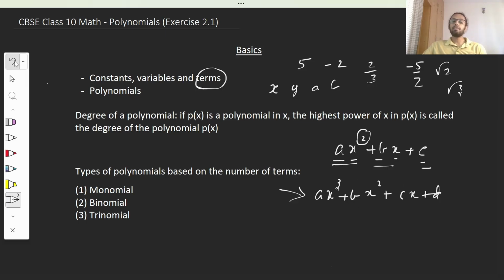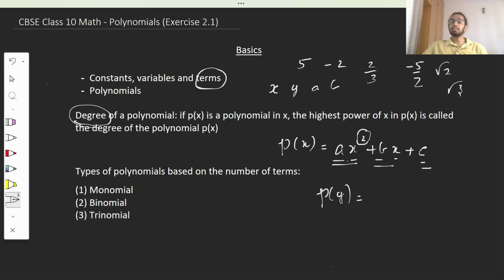So now, having understood all these basics, a polynomial is basically a combination of constants, variables, and terms, and they can have any power for the variable x. That highest power which is existing in an equation is called the degree of a polynomial, which is the next concept, as you can see. So the highest power of x in p of x, and we represent a polynomial as p of x because it's a polynomial containing x. If the polynomial contains y, then it is p of y, and so on.